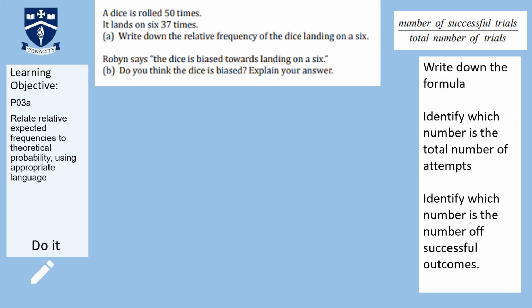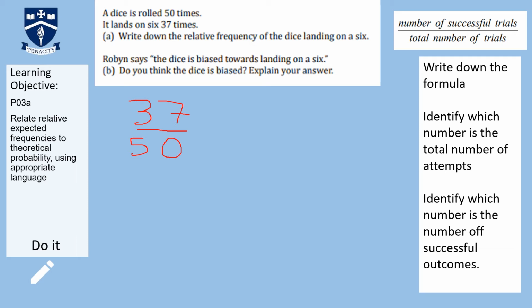Here's a question that often comes up in this topic. Part A: write down the relative frequency of landing the dice on a 6 after it's been rolled 50 times, and we've got 37 sixes. Very simply, I got 37 sixes, and that was out of 50 rolls. Relative frequency done.